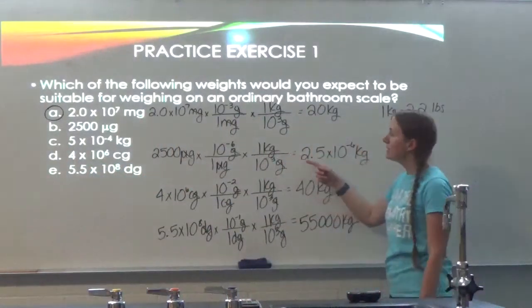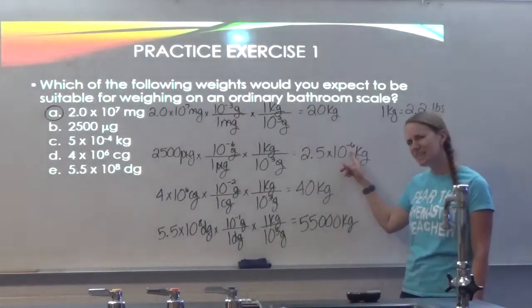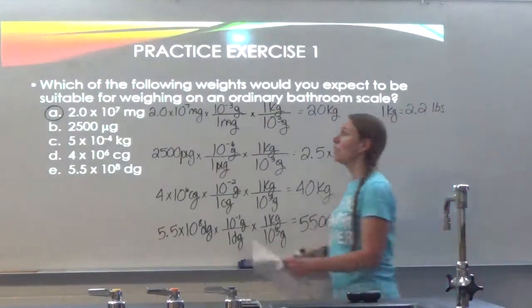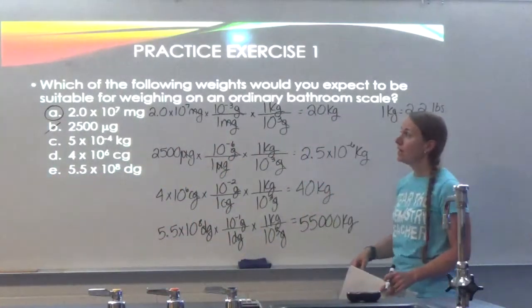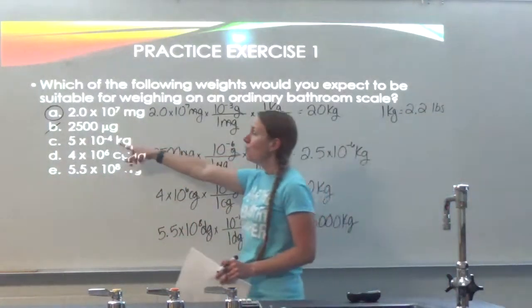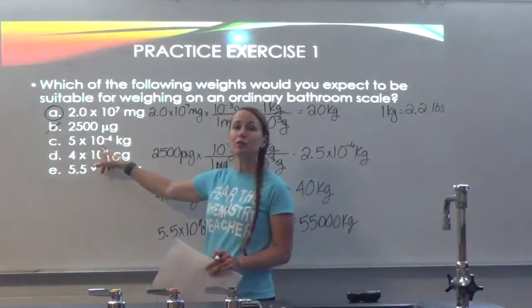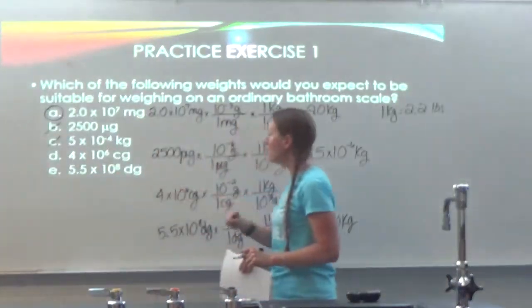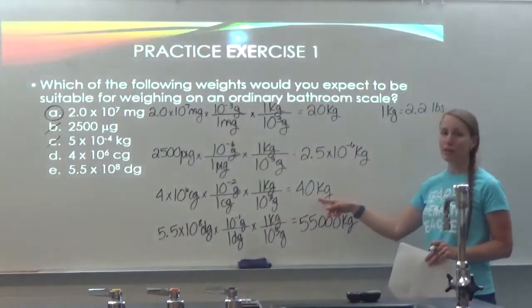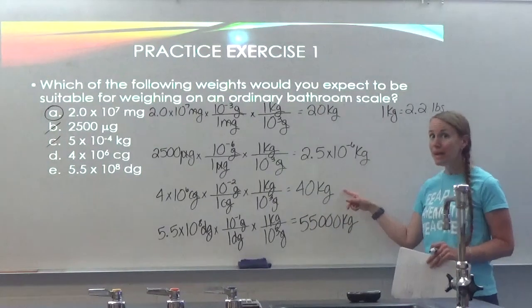Would a bathroom scale be measuring 2.5 times 10 to the negative 6 kilograms? No, that would be much too small for a bathroom scale. So it's definitely not B. For C, again, it's 0.0005 kilograms. Your bathroom scale is not that accurate, I promise. And for part D, we get about 40 kilograms. Would it make sense that your scale would measure about 80 pounds? Yes, it would.